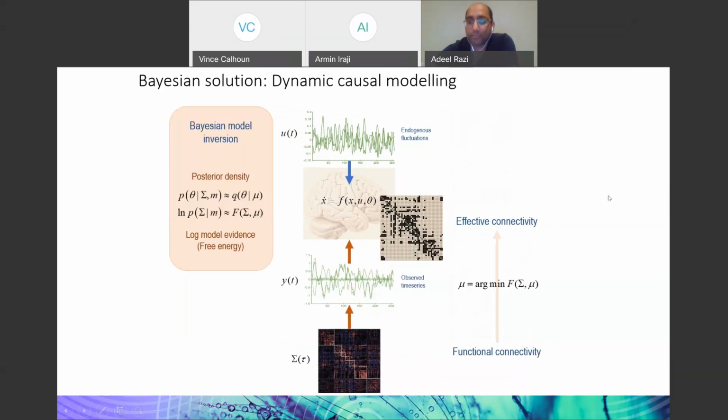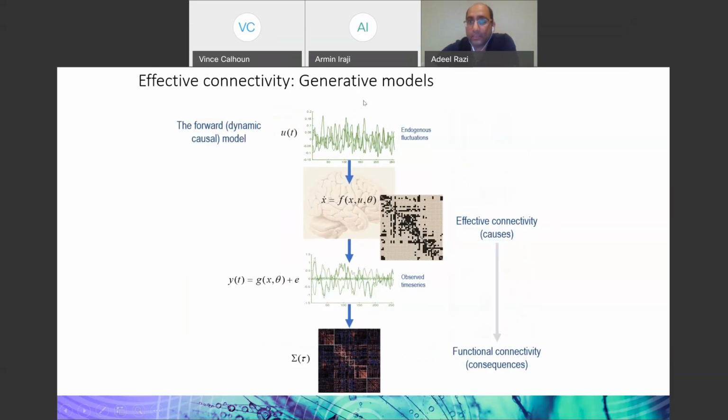So consider this generative model. This is some graphics that I will show for the next few slides, so it's good to know what it means. And this probably goes to the heart of the main topic of my talk, which is about generative models. The generative model here says that there is some endogenous fluctuation or an external stimulus, some perturbation which perturbs the dynamical system which we use to model the brain.